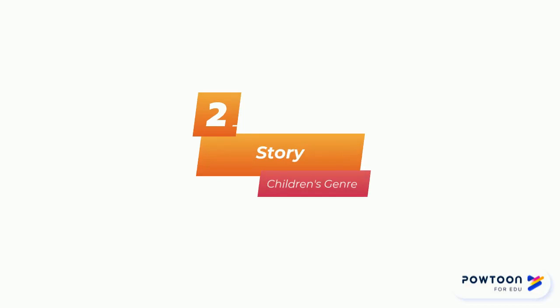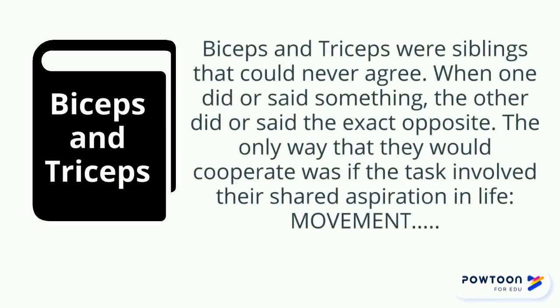Biceps and triceps were siblings that could never agree. When one did or said something, the other did or said the exact opposite. The only way that they would cooperate was if the task involved their shared aspiration in life: movement.